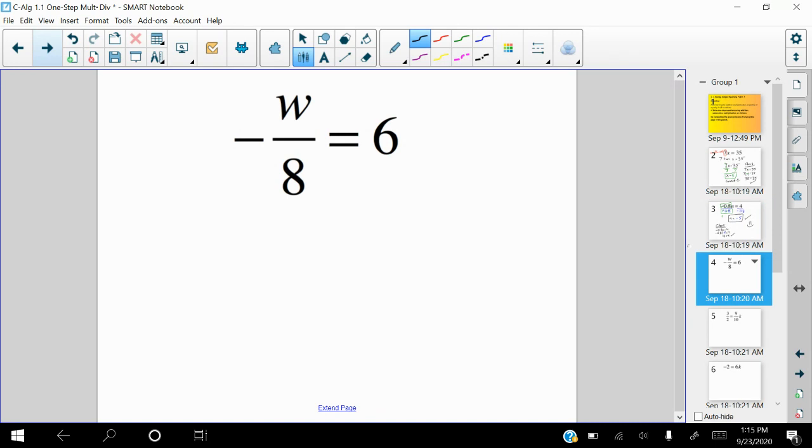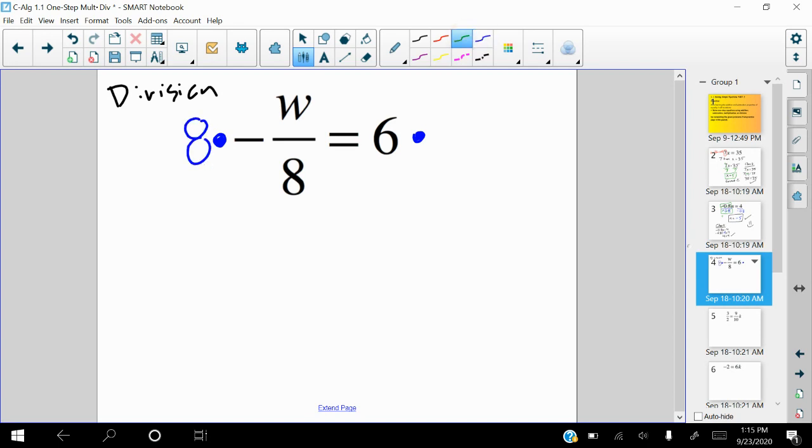We have W divided by 8, but there's a negative sign in front of it. So it's negative W divided by 8 is equal to 6. Notice how this is a fraction. Since it's a fraction, that means we have division. We are starting out with division, so we need to do the inverse operation, which is multiplication. So we're going to be multiplying both sides by some number. When we have a fraction, we want to multiply by our denominator, and our denominator is 8.